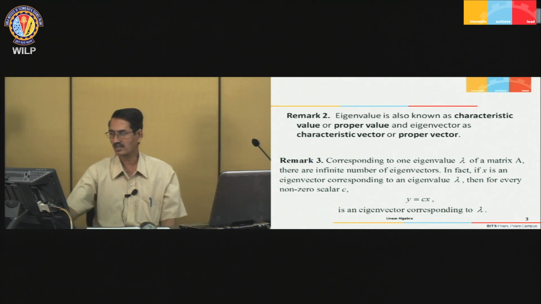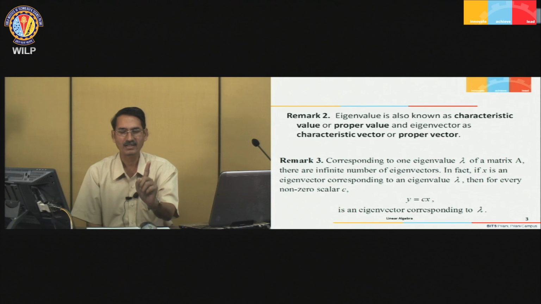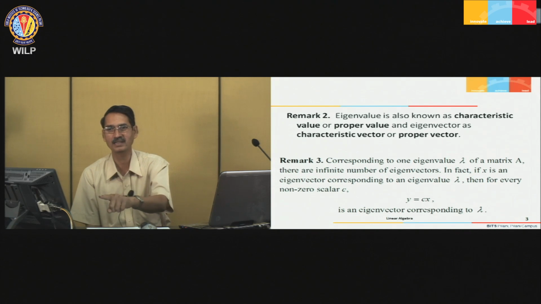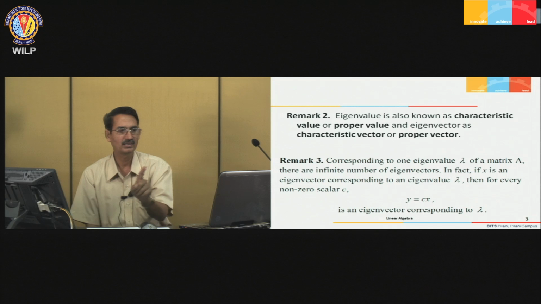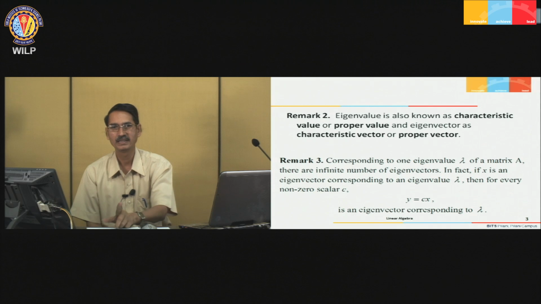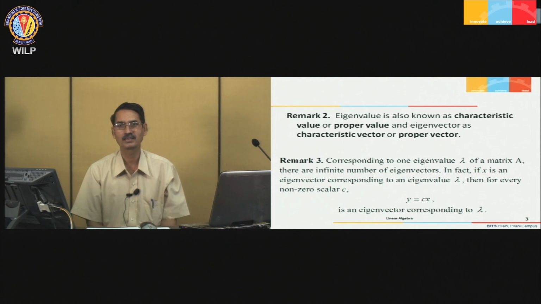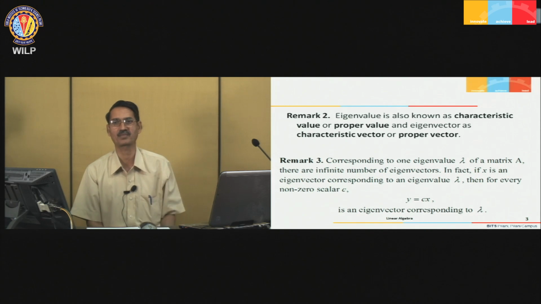So, the third remark is also very important. If lambda is an eigenvalue and corresponding to lambda, x is an eigenvector, then is this x a unique eigenvector corresponding to the eigenvalue or not? Lambda is fixed, say lambda equals lambda 1 is given. Then corresponding to this lambda equals lambda 1, how many eigenvectors will we have? The answer is that we will have an infinite number of eigenvectors.